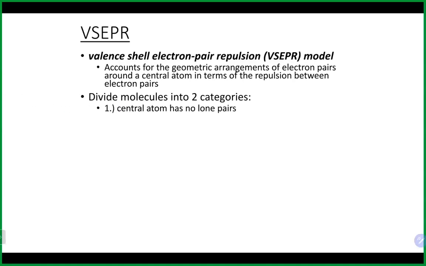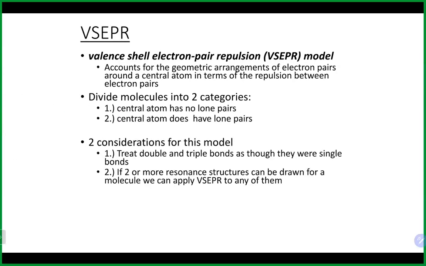And this method is what is known as VSEPR, which is the valence shell electron pair repulsion model, hence the abbreviation. That is a mouthful. And basically, there's 2 types of molecules. It's when you draw your central atom and there's no non-bonding electrons, so no dots, and ones where you do have non-bonding electrons or dots on your central atom.